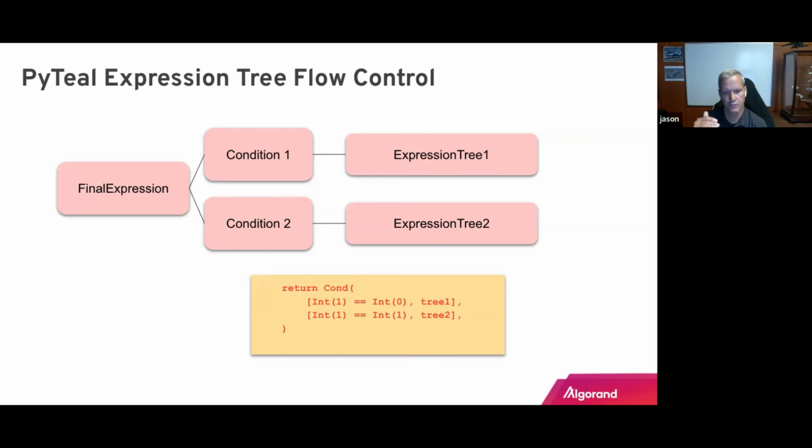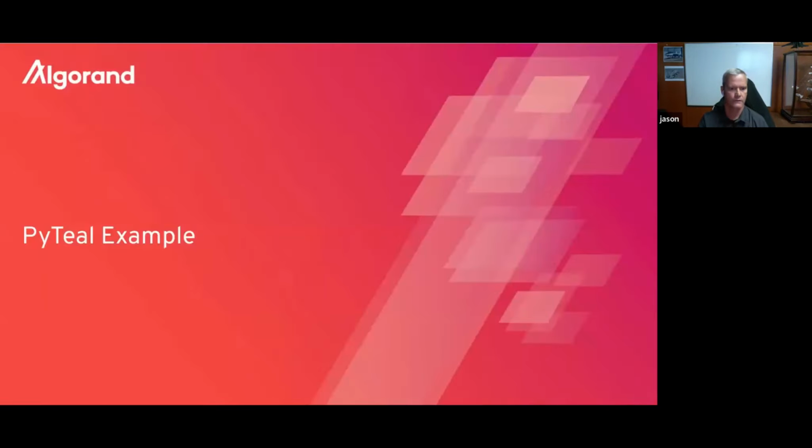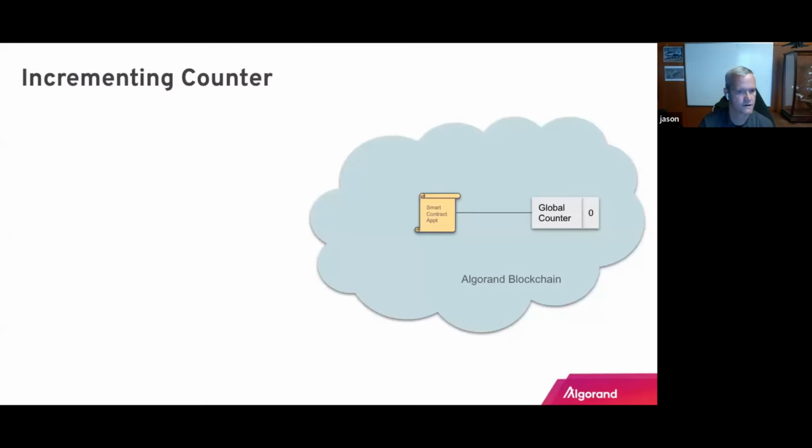So in this particular case, what the condition does is the first condition that's met as true, it returns that body, that tree. The first one's not going to be true, so it hits the second one and it would return tree 2. If we went through multiple conditions and no condition was met, the smart contract would return a fail. There are many flow control ones. We're going to talk about a few more later when we get into an example. All right, so speaking of which, let's talk about a PyTeal example.